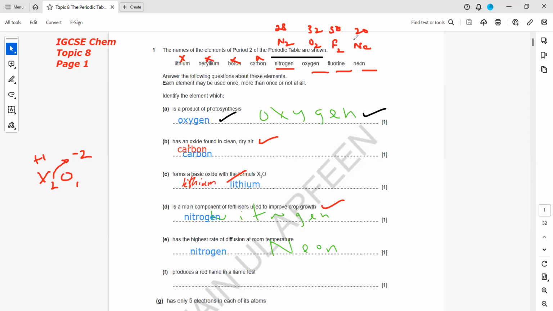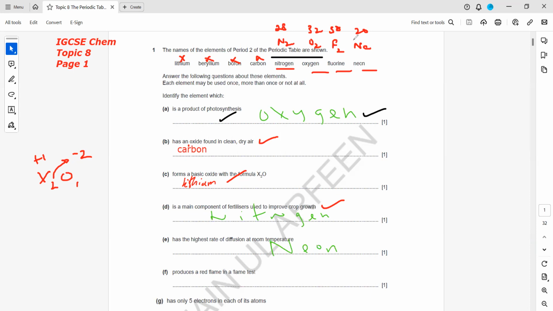Is it clear why? Because nitrogen is not just N. Nitrogen is N2, and the total mass will be 28. Oxygen will be 32. Fluorine will be 38 because of the 2. But neon is monoatomic. It's group 8. That's why it should be neon.